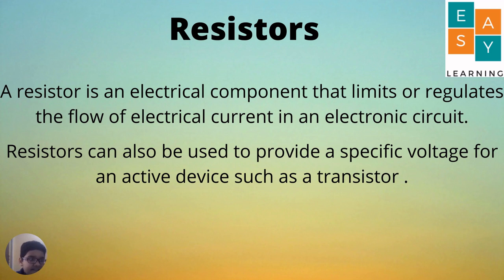Resistors. A resistor is an electrical component that limits or regulates the flow of electrical current in a circuit. Resistors can be used to provide a specific voltage for an active device such as a transistor. An example of the usage of a resistor is when we have an LED that can take up 3 volts, but we have a battery that gives 9 volts. Therefore we need to connect the LED through a resistor so that the current is slowed down, and only a specific amount of current comes to the LED.